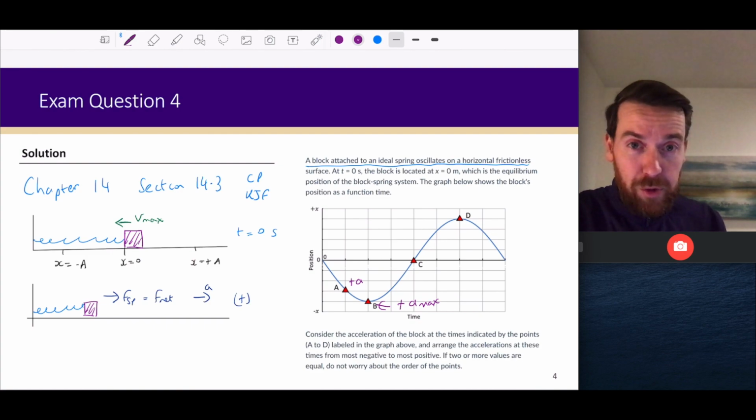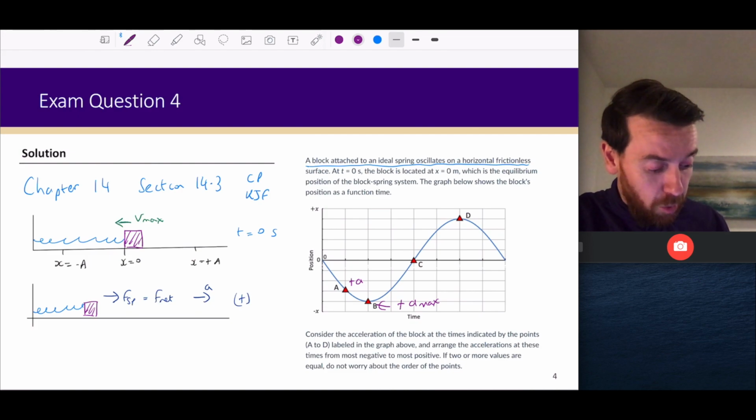As it's coming back, once it's got to its most negative position, it then returns to the equilibrium position where the acceleration is 0. There's no net force at that point. So the acceleration at C is 0.